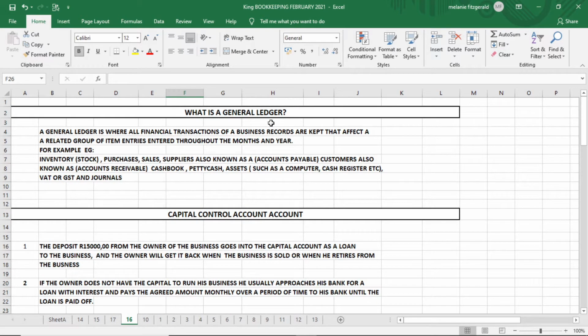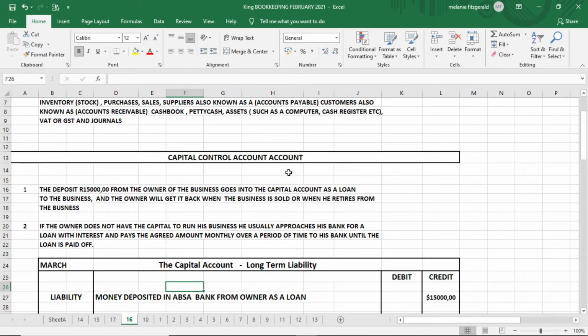Watch my mouse. What is a general ledger? A general ledger is where all the financial transactions of a business are recorded, which affect a related group of item entries entered throughout the months and year. For example, inventory, stock, purchases, sales, supplies, also known as accounts payable, customers, also known as accounts receivable, cash book, petty cash, assets such as a computer, cash register, etc., VAT or GST, and journals.